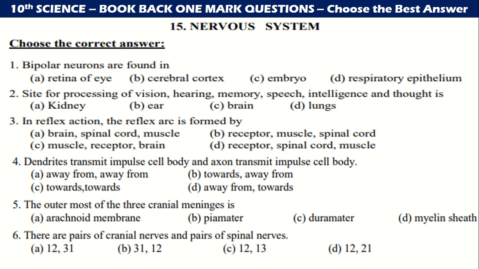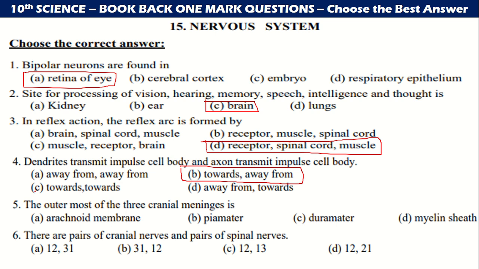Next one, in the nervous system lesson, bipolar neurons are found in the retina of the eye. The site for processing of vision, hearing, memory, speech, intelligence and thought is the brain. In reflex action, the reflex arc is formed by receptor, spinal cord and muscle. Then dendrites transmit impulse towards the cell body and axon transmits impulse away from the cell body.